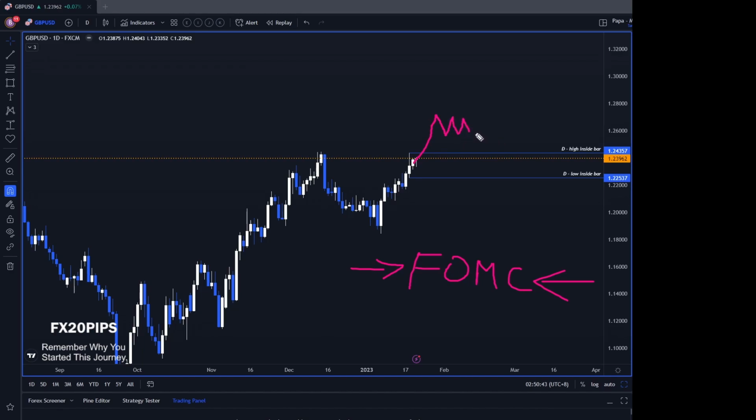Okay, and then FOMC, depending on the interest rates. There was, I think, 90+% that the interest rate is going to be increased by a quarter point, 0.25. Okay, and if Powell is to speak and say some good news for the US, then price might drop. Okay, if he says something bad about the US, then price will go up. All right.